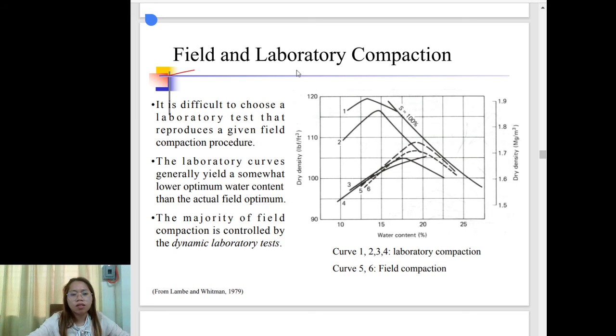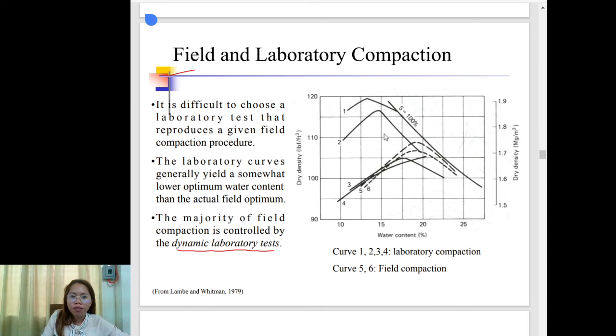The method: it is difficult to choose a laboratory test that reproduces a given field compaction effort. So they are different. Actually, the laboratory does not always represent the field. Then, the laboratory curves generally yield a somewhat lower optimum water content than the actual field optimum. Then, the majority of field compaction is controlled by dynamic laboratory tests, those using equipment that is dynamic.